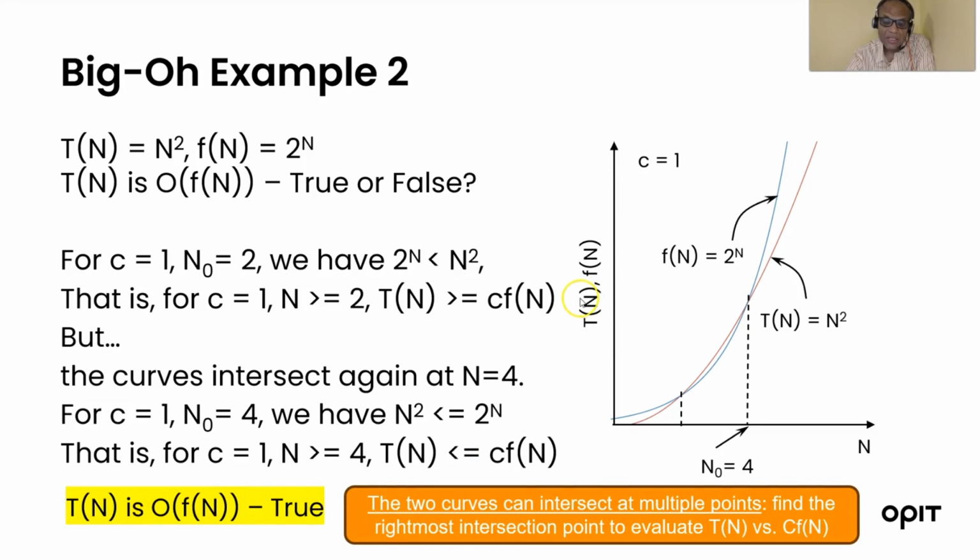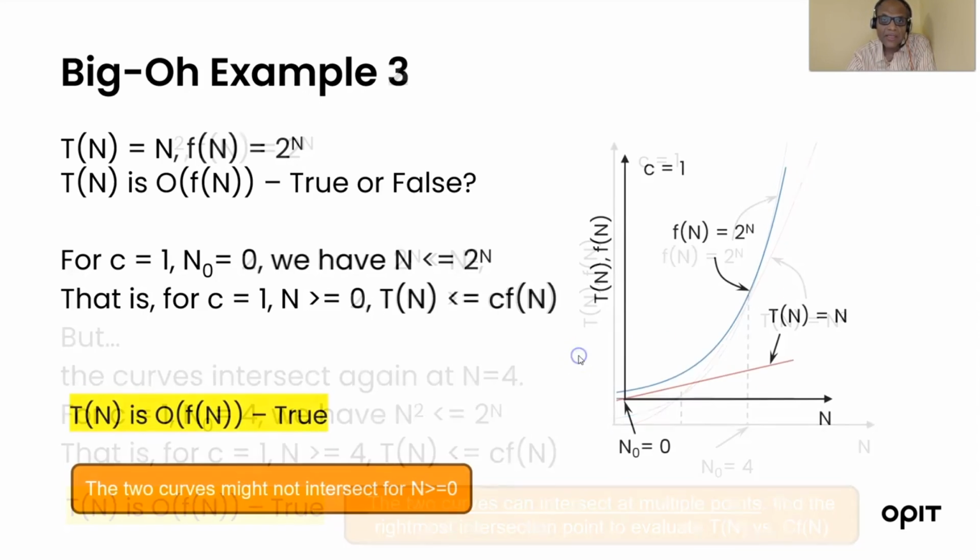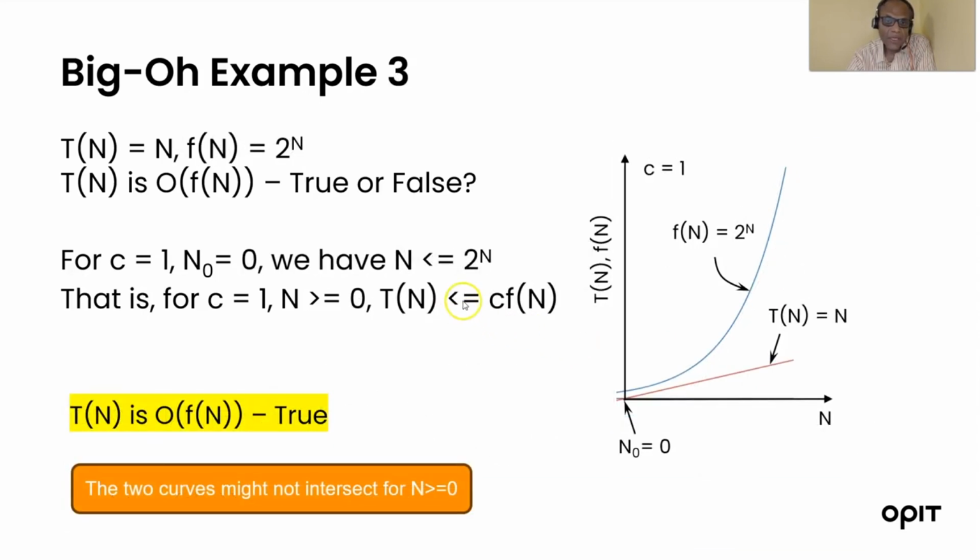So this example illustrates an important point to keep in mind, which is when you are solving for the curves T(n) and f(n) to figure out whether they are related by big O or not, it's important to find the rightmost intersection point, or the largest value of n for which those curves intersect. Okay. If you do not find that, then you cannot make a claim whether T(n) is below f(n) or whether it's the other way around. So keep in mind, you have to find the rightmost or the largest value of n for which the curves intersect.